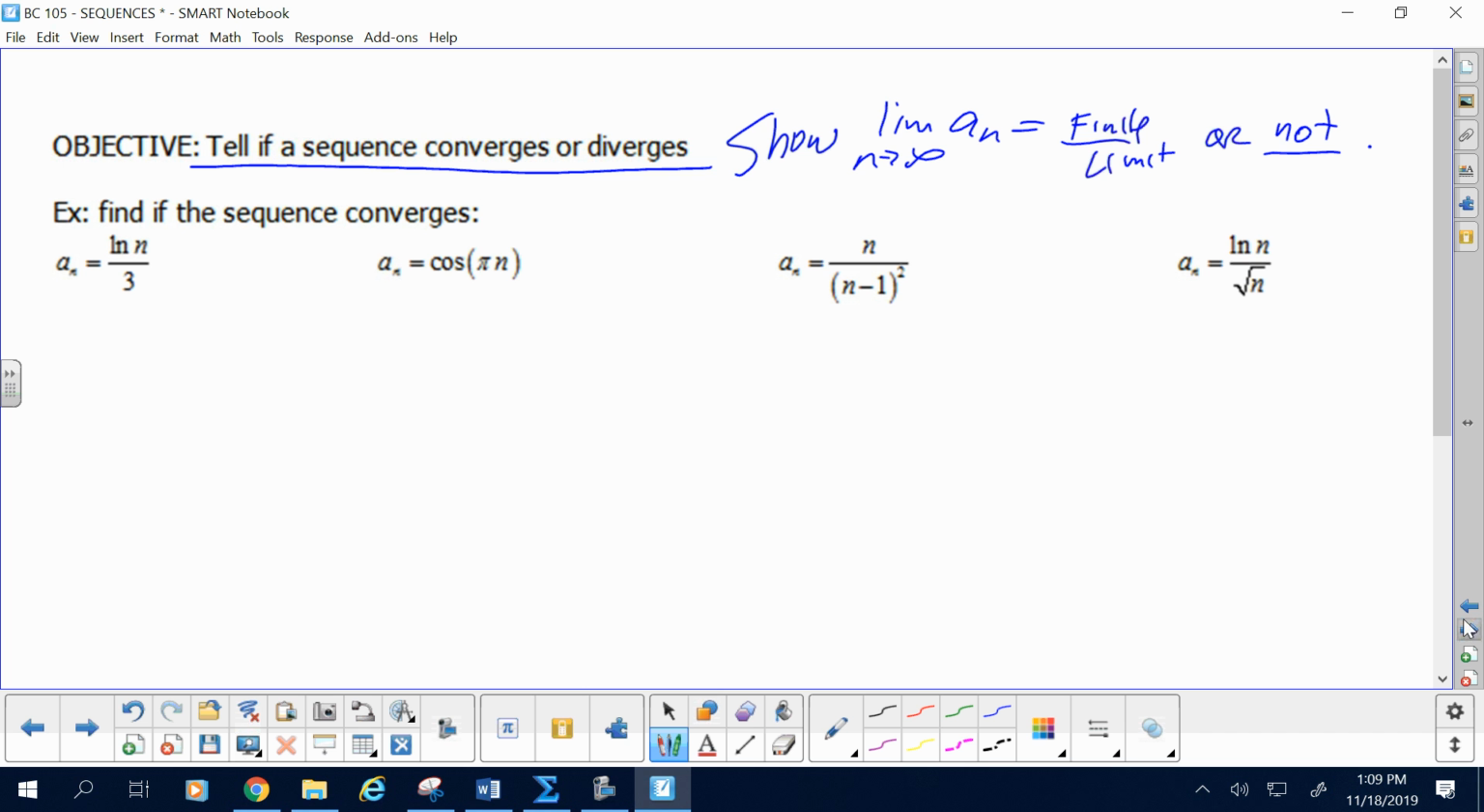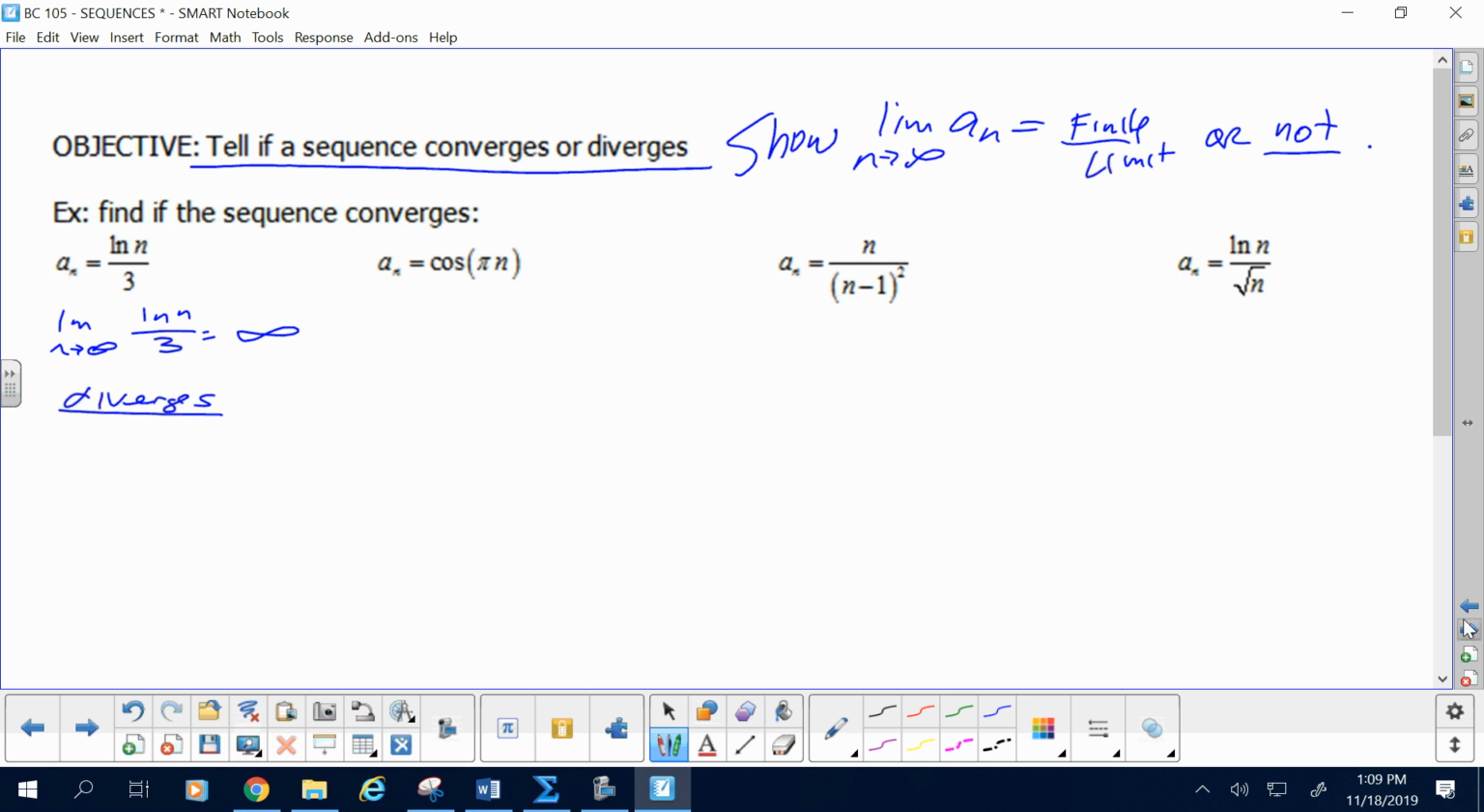All right, so the limit as n goes to infinity of natural log of n over 3 is what? Okay. I thought maybe you would not see this on the AP test because it's a very straightforward limit. What is the limit? Infinity. The terms get infinitely large, which is to say the sequence diverges. Terms get bigger and bigger.